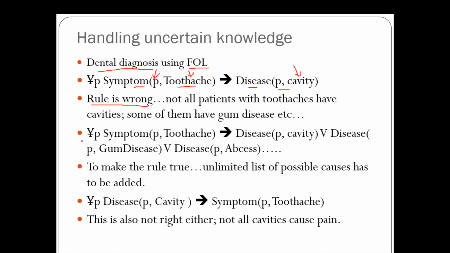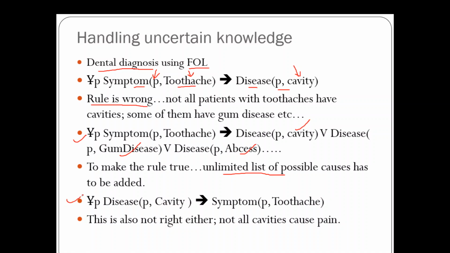Then this rule can be changed something like this. For all P, symptom of P, toothache, that is if the person P is having toothache, then it implies that the person P is having cavity, or the person P is having the disease gum disease, or the person P is having the disease abscess, and so on and so forth. The list goes on. Now in the second case of representation, the problem is you have an unlimited list of possible causes for toothache. So this list is a very big list. Again, representing this huge list is quite impractical, right?